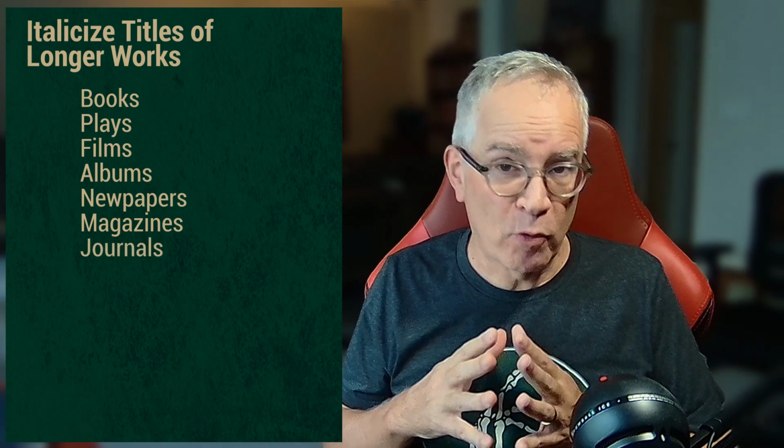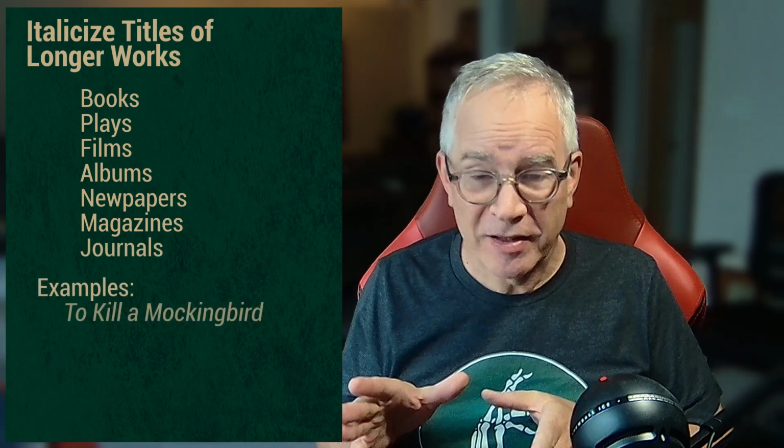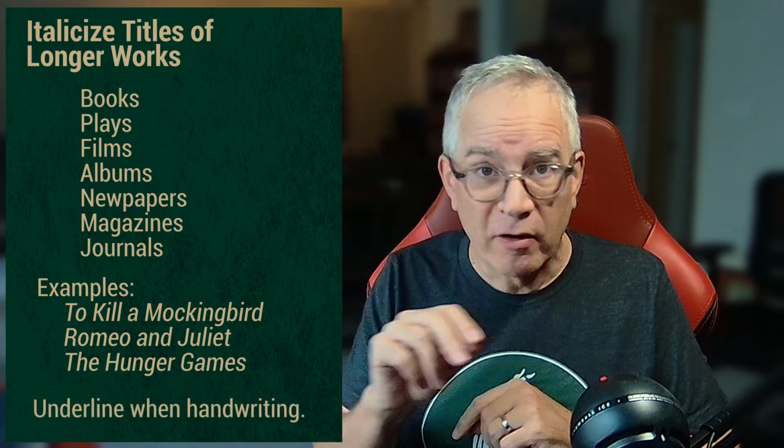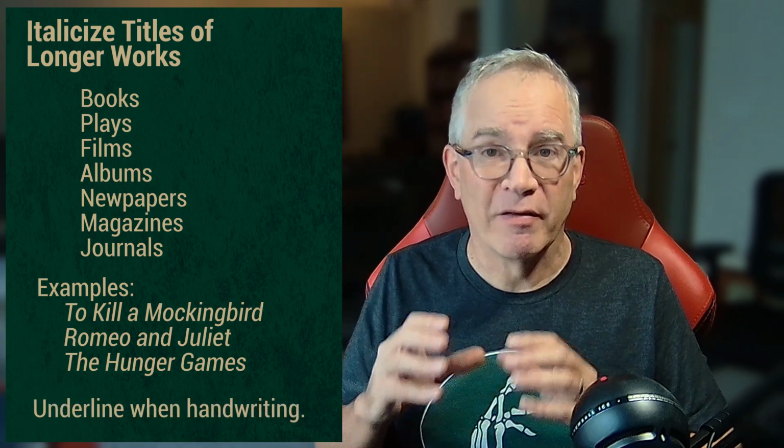Now let's talk about how to format the titles of any works to which you will refer. Anytime you refer to the title of something, you must give it special treatment. If it's the title of a longer work, you italicize it. We're talking about big things, like books, 5-act plays, movies, albums, newspapers, magazines. If you are writing it by hand, you don't italicize it, you underline it. So you italicize when you're typing, or underline if you're handwriting, the titles of big things.